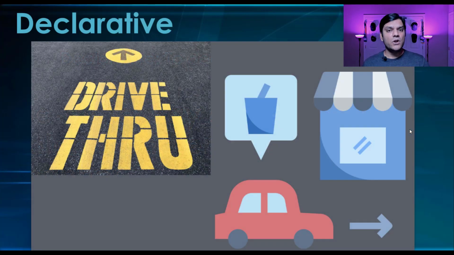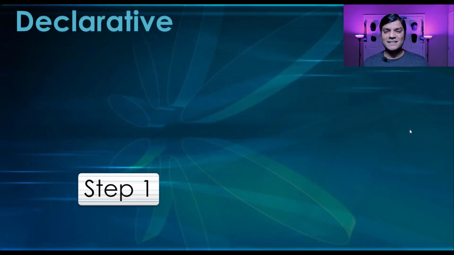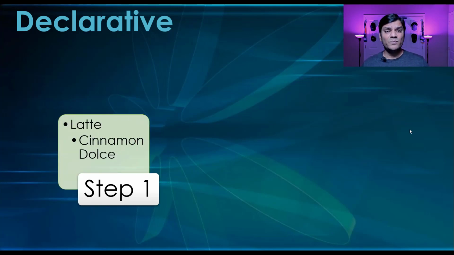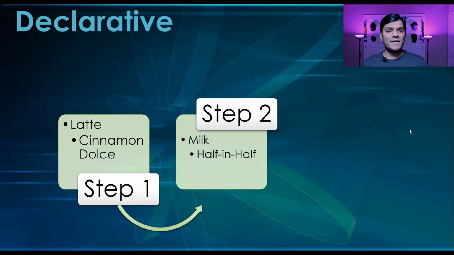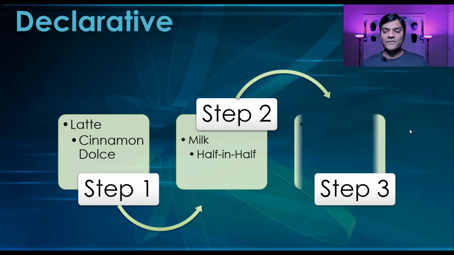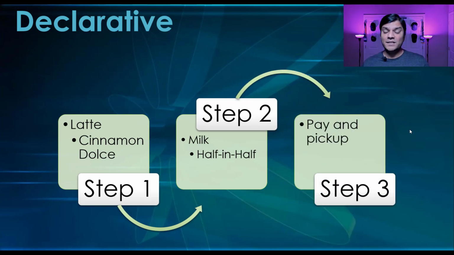But let's look at a non-technical example. The best one I personally look at is a drive-through process because it just makes sense. Step number one, I'm going to go to one of my favorite coffee shops and go through the drive-through. And I'm going to pick up a latte, a cinnamon dolce latte, which is the one I like. After I've declared what I'm going to get, I also make a condition. I just say, hey, I just want half and half milk because that's the one that honestly sits well with me. And then finally, I go ahead and pay for it and then pick it up.